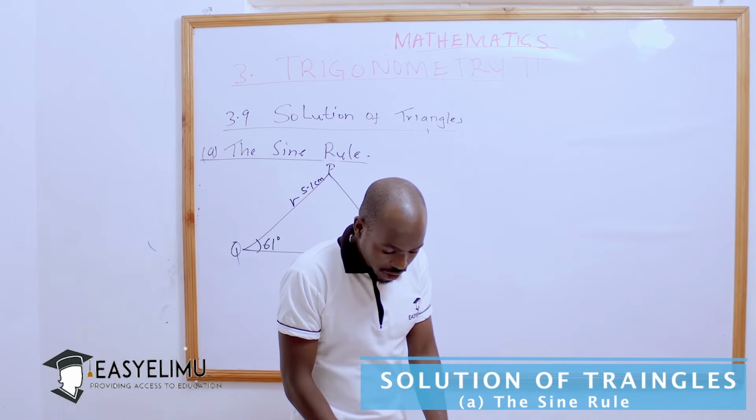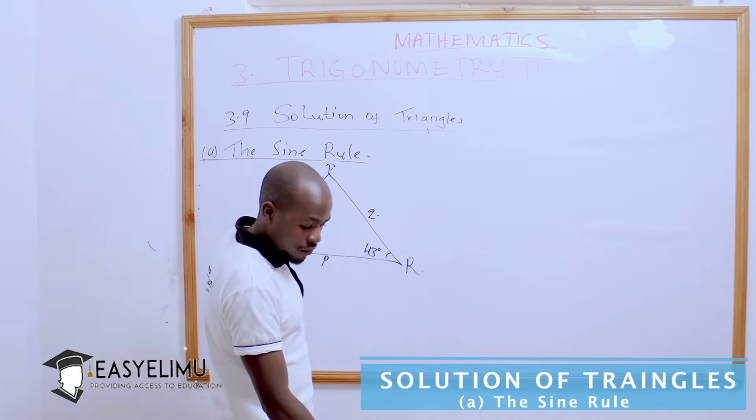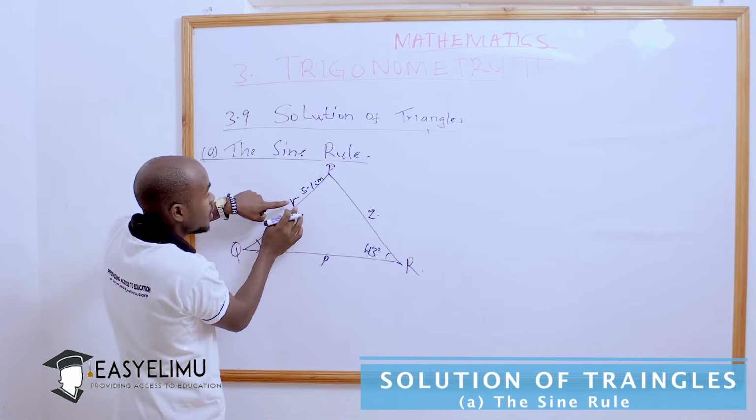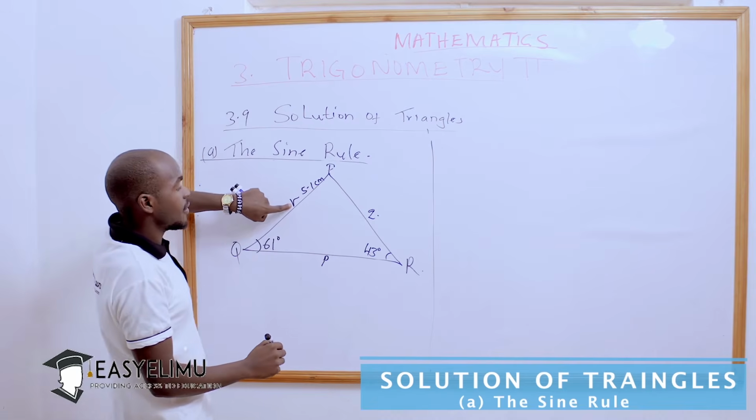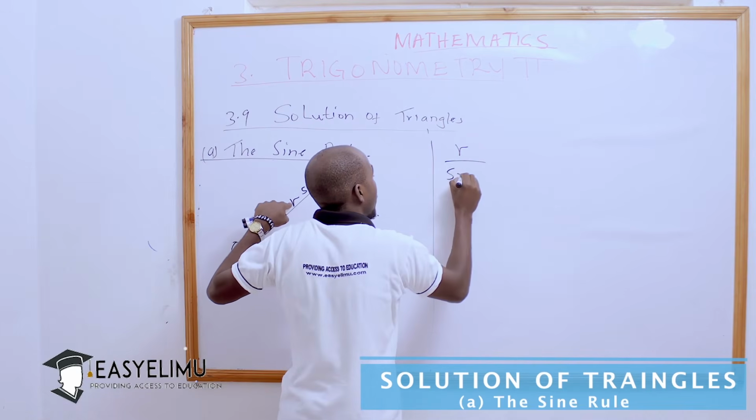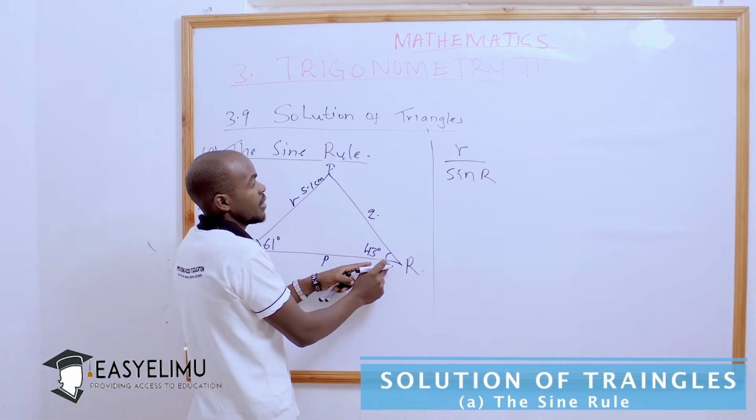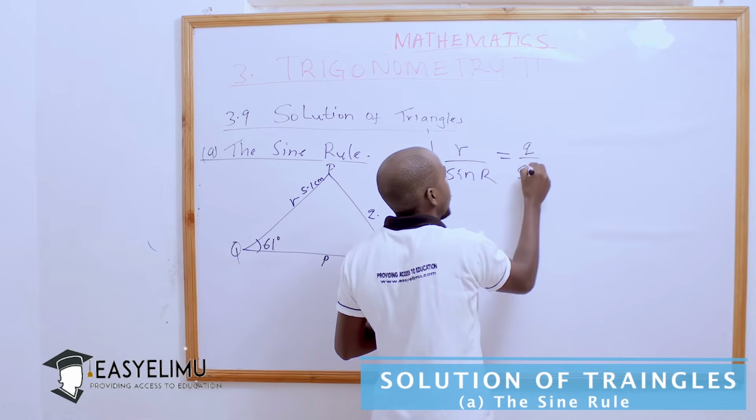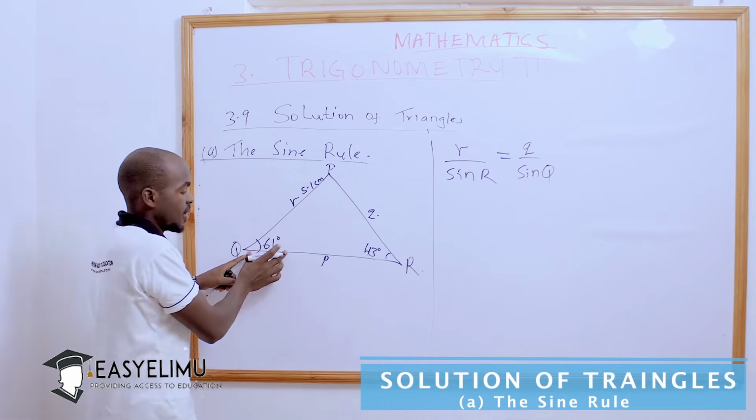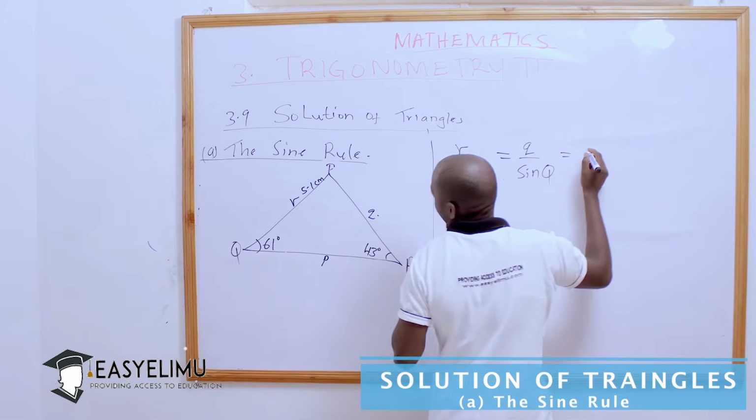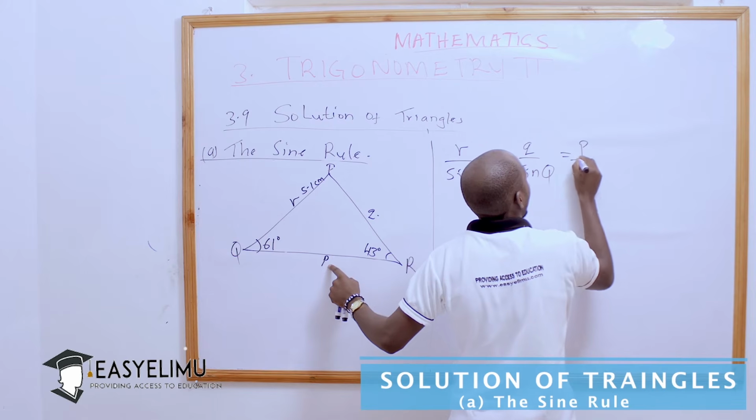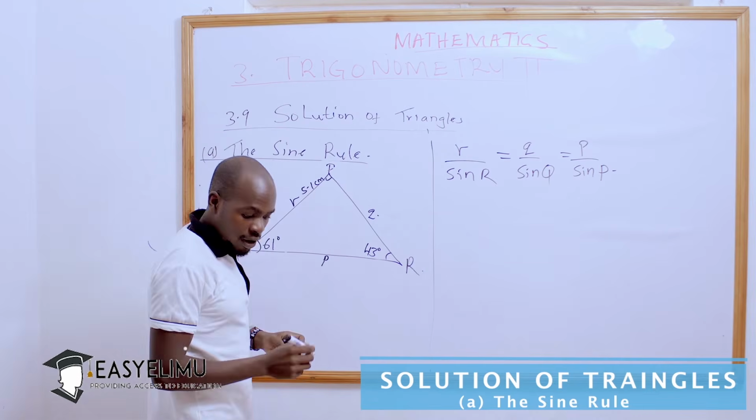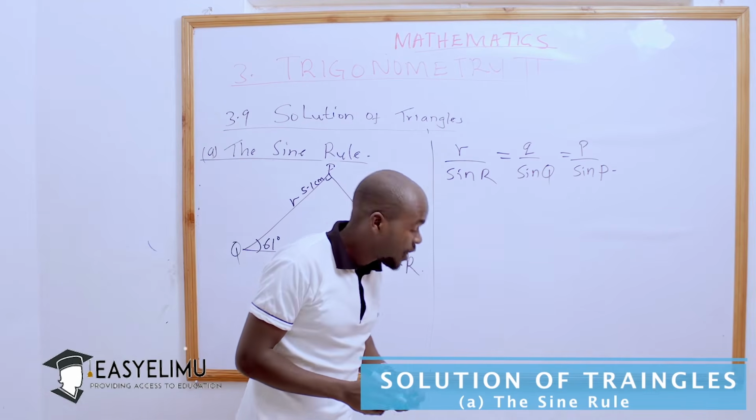Now, using that, we can find the value of Q by using the same formula, whereby we say r over the sine of the angle R should be equal to the side q over the sine of the angle Q. Now, this should also be equal to p over the sine of the angle P, which we have at this point here. That's what we are going to do.